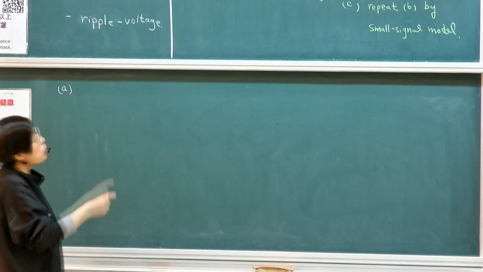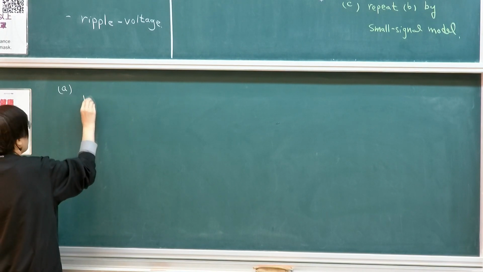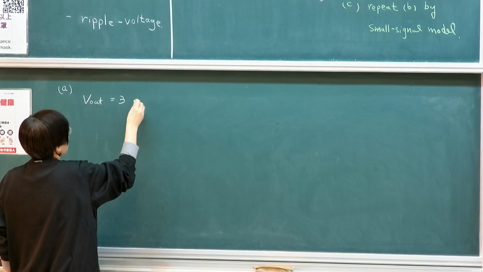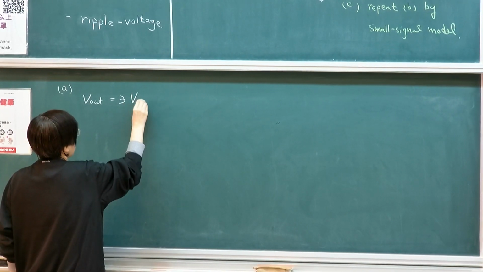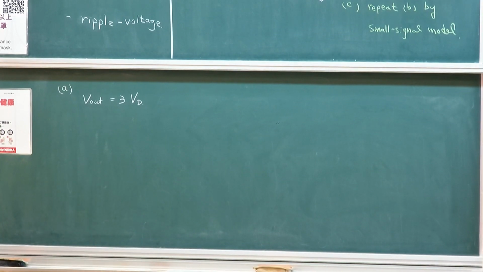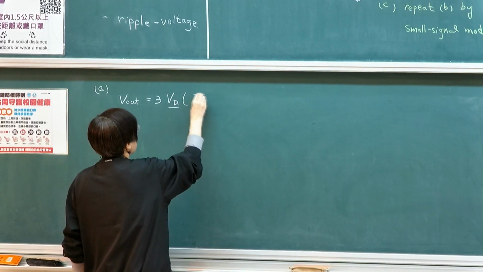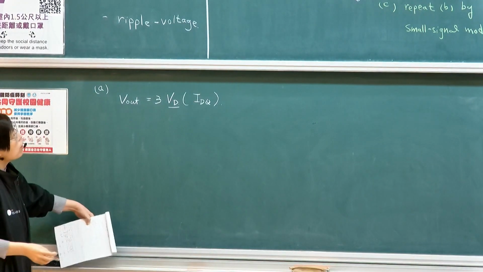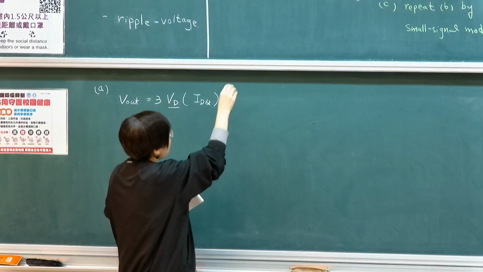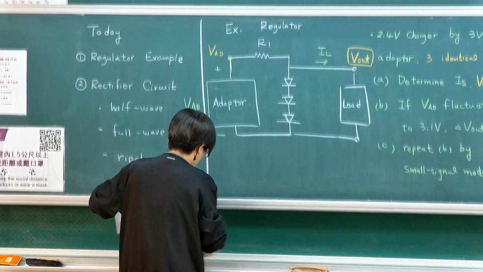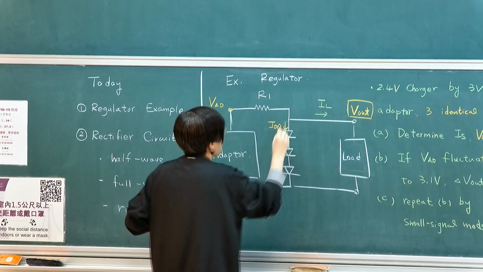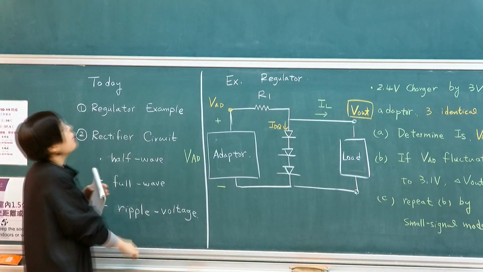First of all, what is your VL? Your VL is 3 diode voltage, let's say 3 VD. We actually don't know our VD on because this is the exponential model. So VD is the voltage under your particular current. So what is the diode current, the quiescent current coming through? This is the IDQ. Because they are identical, it's 3 times that.